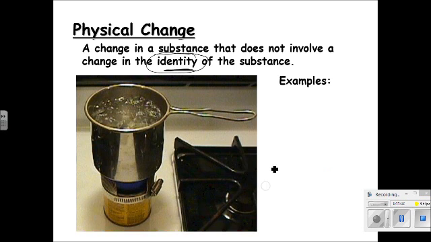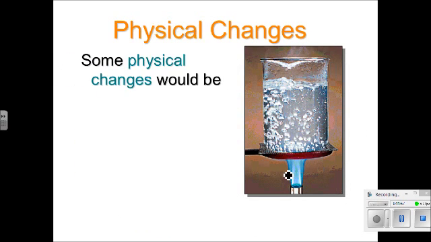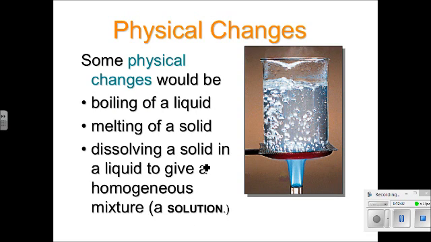Some examples of physical change would be changes of state, like there's a couple different ones, like evaporation, solidification, and so on. Also cutting something into smaller pieces, like a piece of paper, cut it up into smaller pieces. What kind of change is that? It's a physical change because it's still paper. So some physical changes would be boiling of a liquid, melting of a solid, or dissolving a solid in a liquid to give a homogeneous mixture. So taking some salt, putting it in water, that is a homogeneous mixture. That is an example of a physical change.